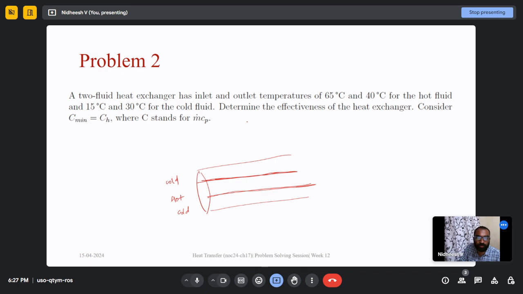Inlet and outlet temperatures of the hot fluid are 65 degrees Celsius and 40 degrees Celsius, and the cold fluid inlet is 15 degrees Celsius and outlet is 30 degrees Celsius. The cold fluid is getting heated, or the hot fluid is getting cooled down. Determine the effectiveness epsilon of the heat exchanger.